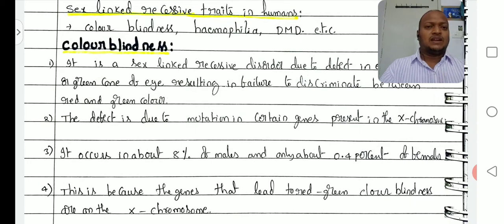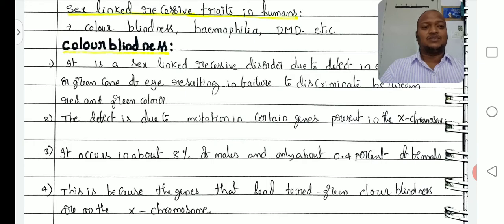Second point, the defect is due to certain genes present in the X chromosome. The genes controlling red and green color are present on the X chromosome. That is why color blindness is allosomal recessive. Third point, it occurs in about 8% of males and only about 0.4% of females. Majorly males are affected and only a very small number of females. So color blindness is more common in males and much less in females.